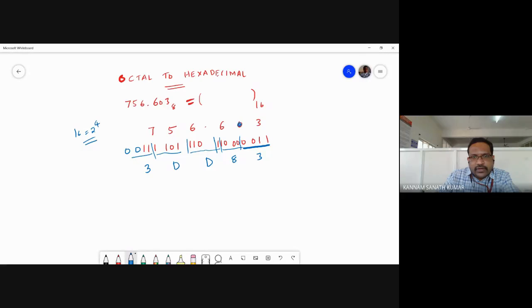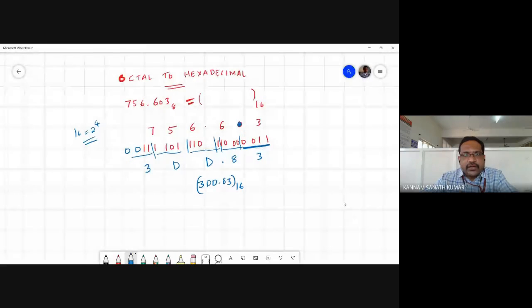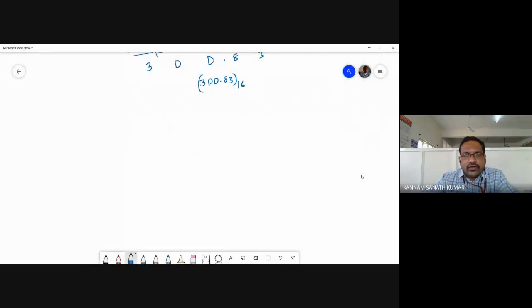So anyway, you can remove 63. Okay, so this is nothing but 3DD.83 to the base 16. Okay, so this is how we can convert the given hexadecimal to octal to hexadecimal.